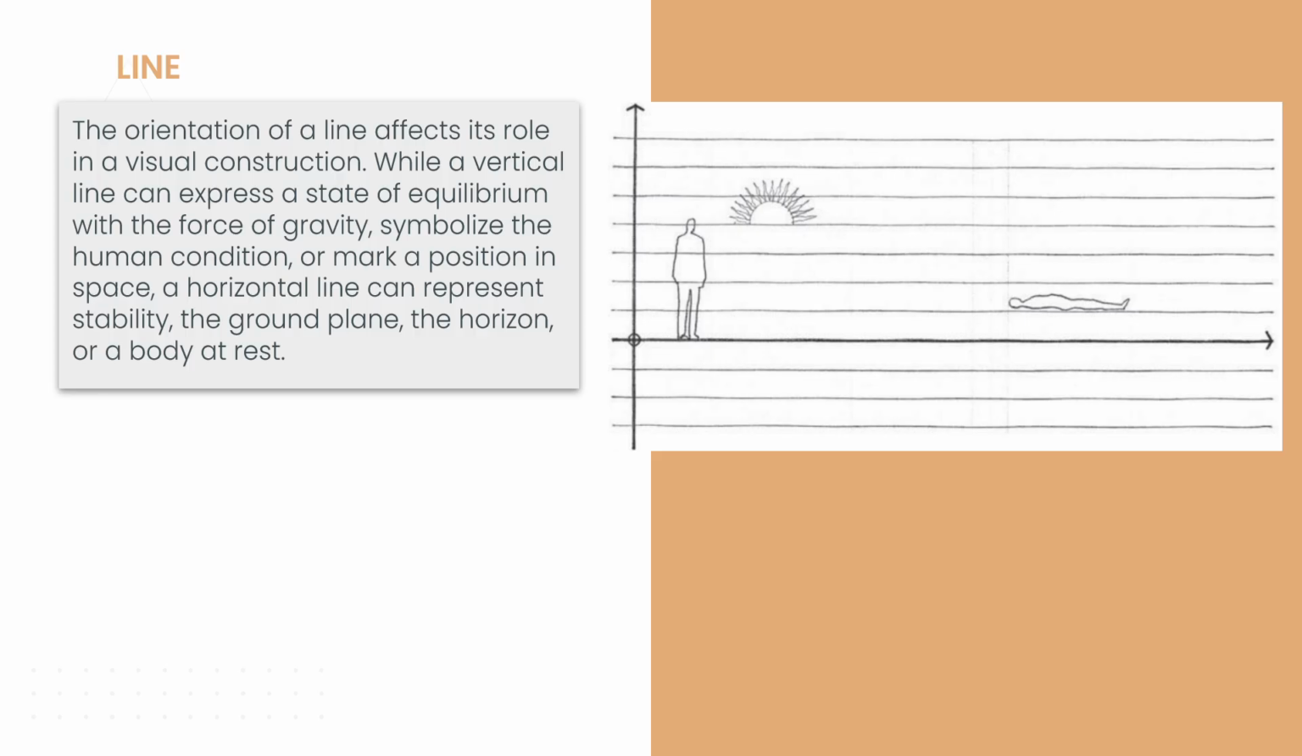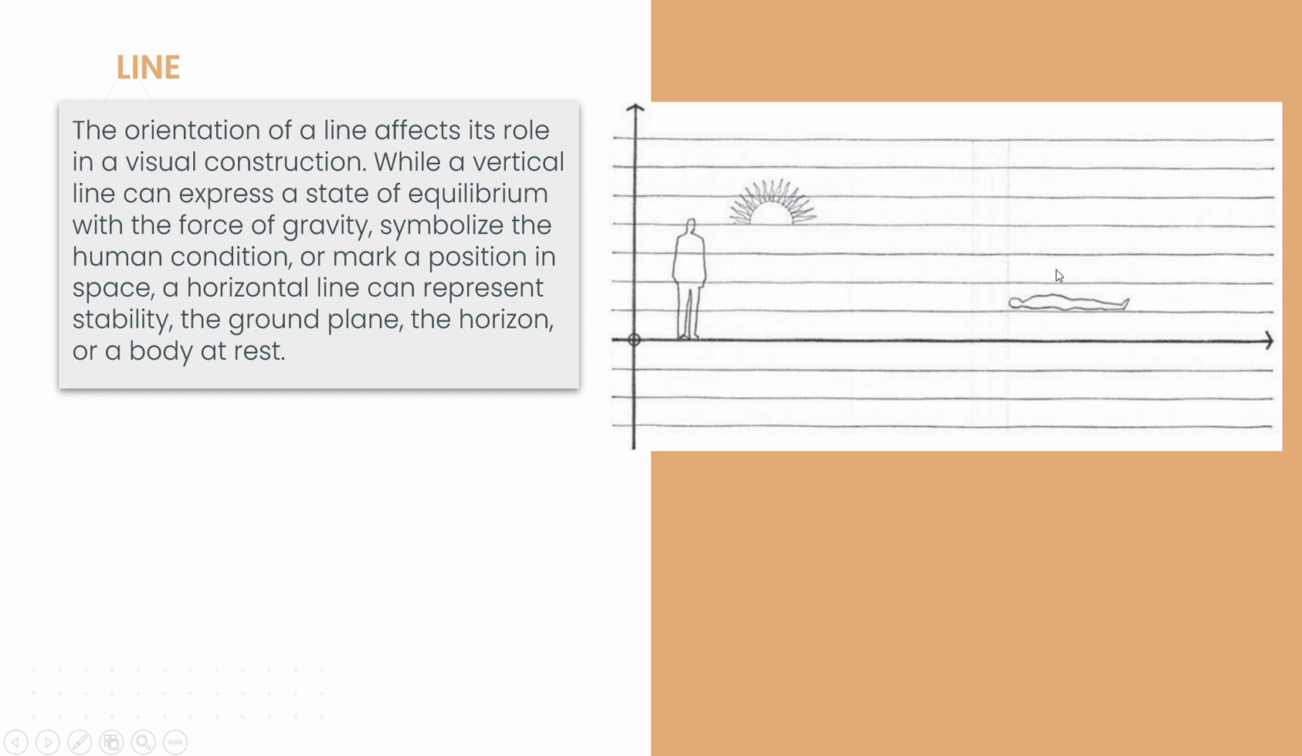The orientation of a line affects its role in the visual construction, while a vertical line can express a state of equilibrium with the force of gravity, symbolize the human condition or mark position in space. So like this, you have horizontal lines. This is the x-axis and this is the y-axis.